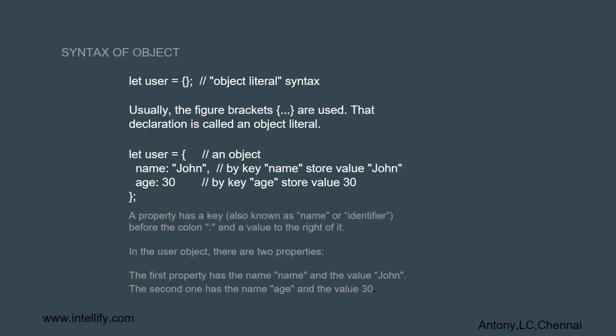The syntax of an object is given below. In the given example, user is equal to figure brackets. Usually figure brackets are used, and the declaration is called an object literal. A property has a key, also known as name or identifier, before the colon, and a value to the right of it. In the user object there are two properties. The first property has the name and the value. The second one has the name and the value. In the given example, the first one is name, given as John, and the second one is age, given as value 30. So both strings and numbers are used here. This is where objects are used.